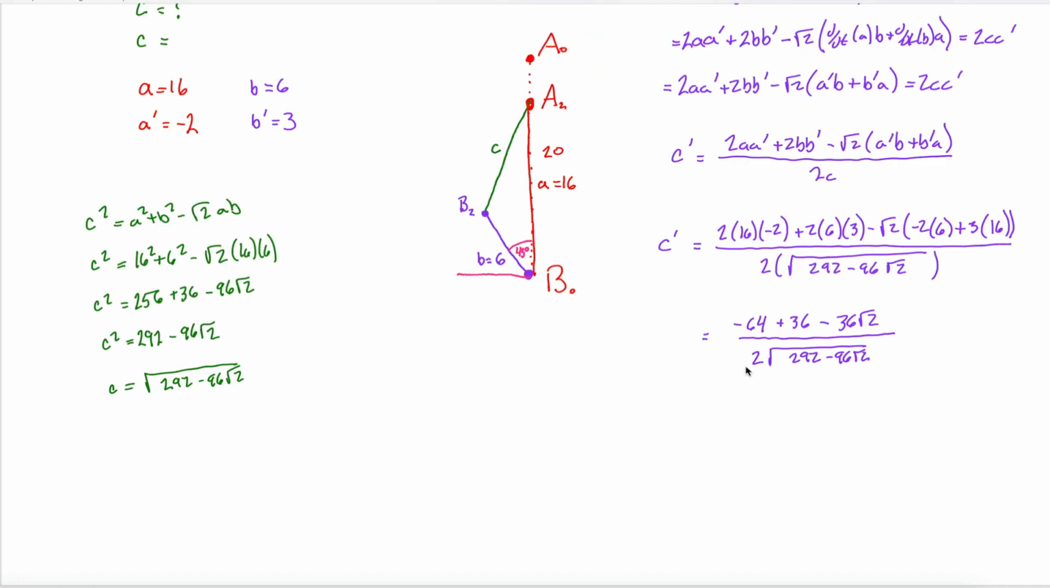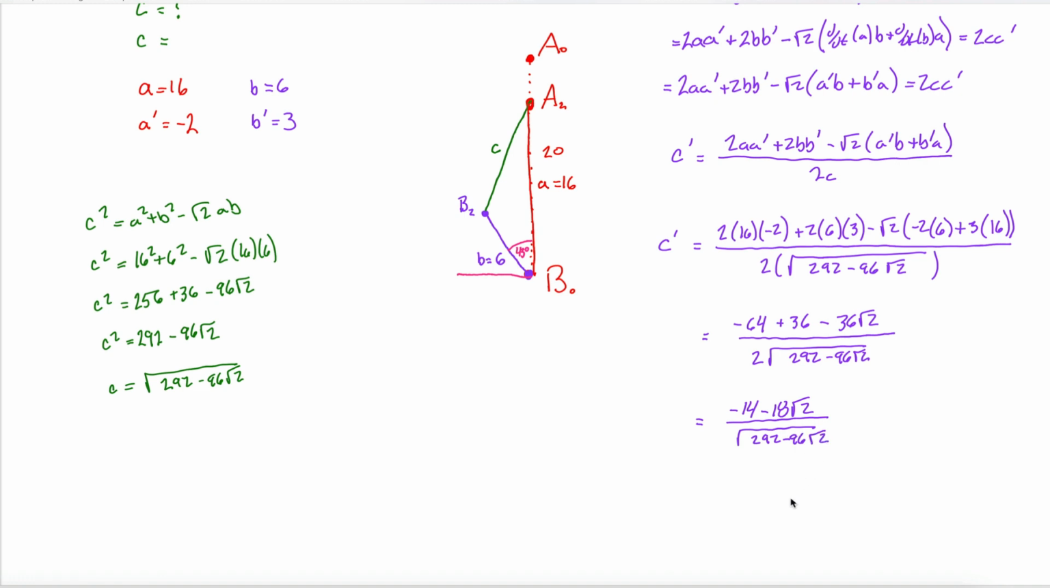Clean things up a little bit more by canceling this 2 with a 2 from each of these 3 terms up top. If I take a 2 out of this, I got negative 32. If I take a 2 out of this, I got 18. And negative 32 plus 18 is negative 14. If I take a 2 out of this, I got 18 root 2. And down in the denominator, I'm left with just the square root of 292 minus 96 root 2.